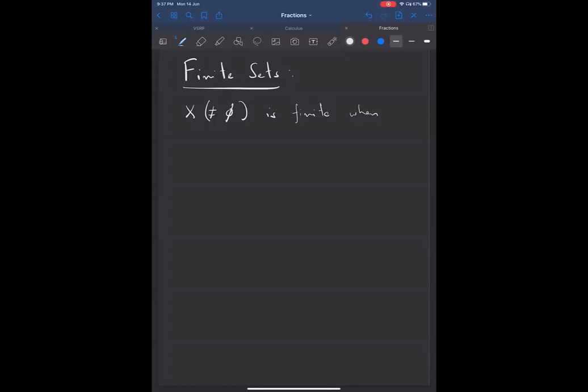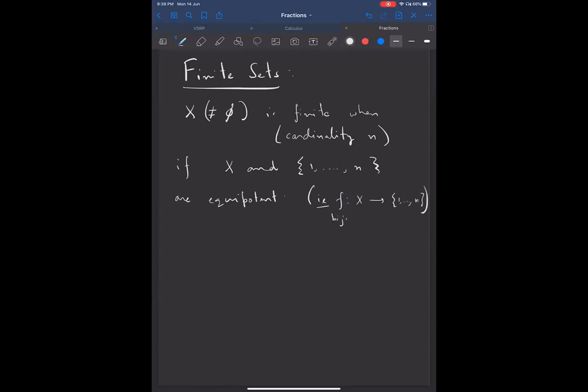When we can find a bijection with 1, 2, and so on, up to n, where n can be any natural number. Exactly. So X is a finite set, and we define its cardinality to be n if X and {1, 2, ..., n}, these two sets, are equipotent. That means there exists a bijection from {1 to n} to X. So this is the definition of finite sets. Sets which are in bijection with this, we call them finite.